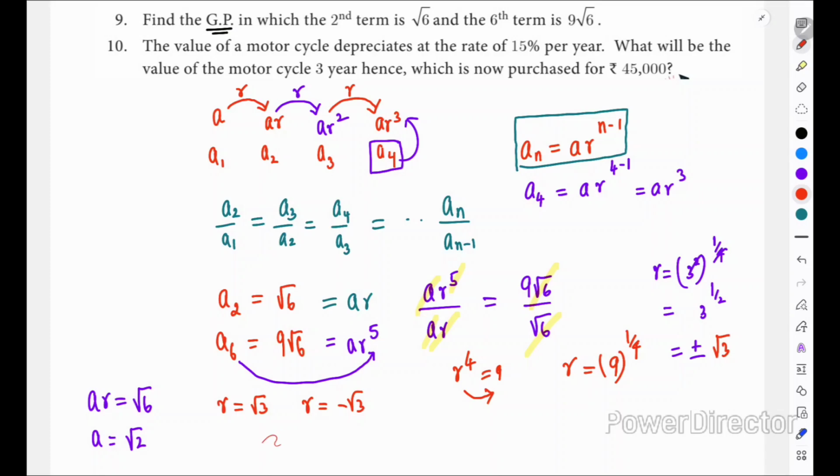So let me put in the first case: root 2. The next term will be root 6. The next term will be root 6 into root 3, and root 6 into root 3 is root 18. Next it would be root 18 into root 3. Root 18 into root 3 is how much?